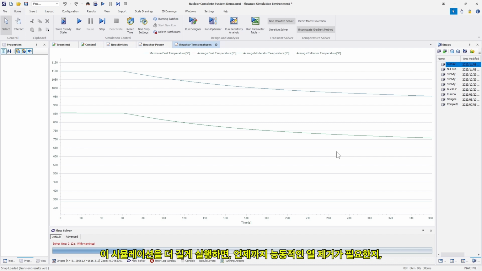This simulation can be run for longer to investigate how long it takes to reach a point where actively removing heat is no longer required and the circulators can be shut down. Such simulations are a good tool to investigate whether the safety systems in your plant design can keep reactor temperatures in a safe range and maintain safe conditions in the steam generator.